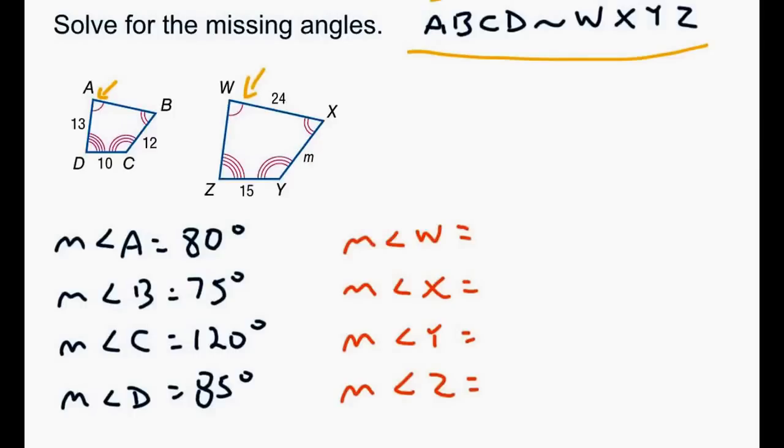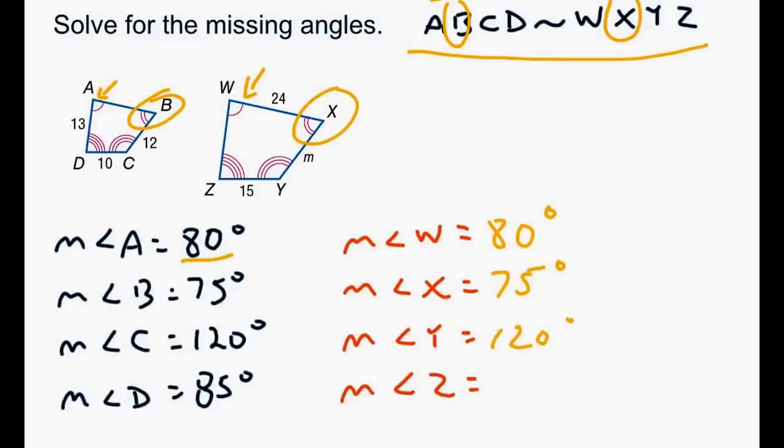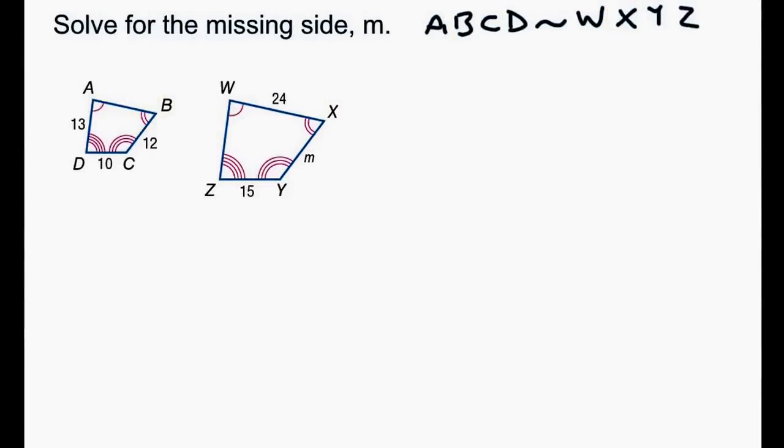All right, so I'm trying to find the measure of angle W. Well, W corresponds to A, and A is 80, so W is also 80 degrees. All right, next X. X corresponds to B, and I can see that here in the statement. They're both the second letters, or I can see that right here. They go together. So B is 75 degrees, X is 75 degrees. See, no real math. I'm not doing any calculations here. Y corresponds with C, and C was 120 degrees. And then Z corresponds with D, and D was 85 degrees. All right, so finding missing angles is pretty easy. It's the side lengths that are the hard one.